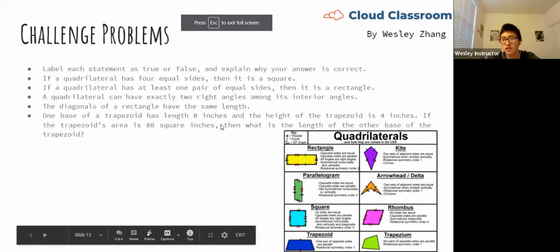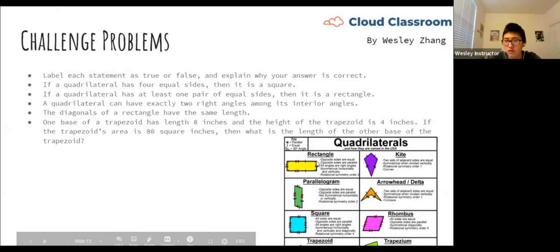All right, so if you guys look at this rectangle here, the diagonal is from this corner all the way to the opposite corner. And this diagonal all the way to here.